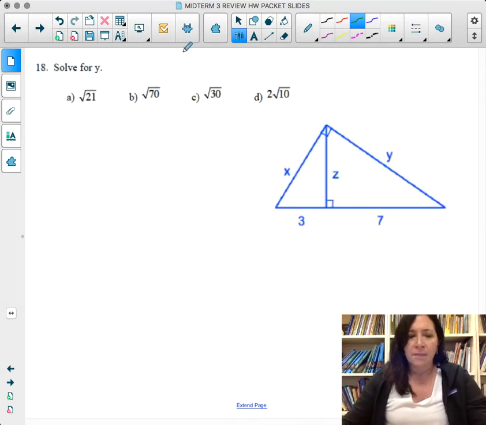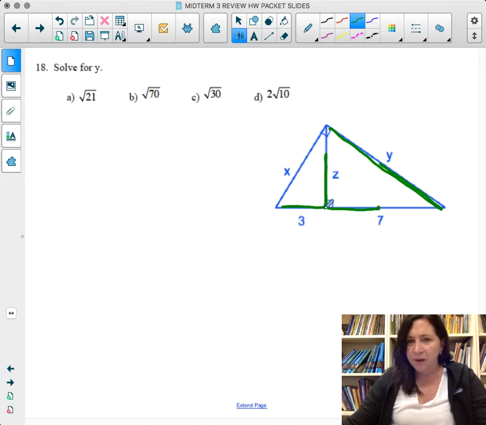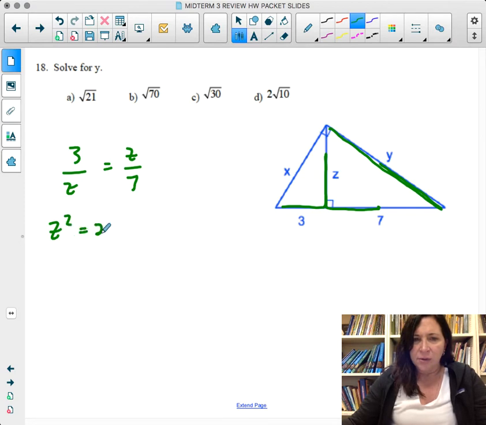This one here says solve for y. Where's y? Here's y. Okay, so I need to solve for that. Now, there's a couple ways you can do this. A lot of people like to use base is to height as height is to base. They like that geometric mean there, meaning 3 is to z as z is to 7. Cross multiply, z squared equals 21. So z equals the square root of 21, and put that here.